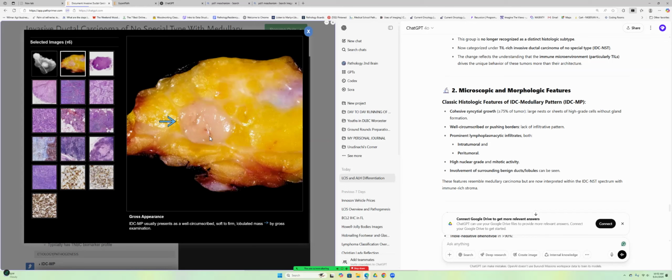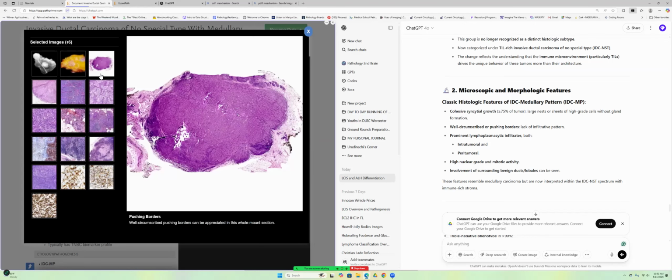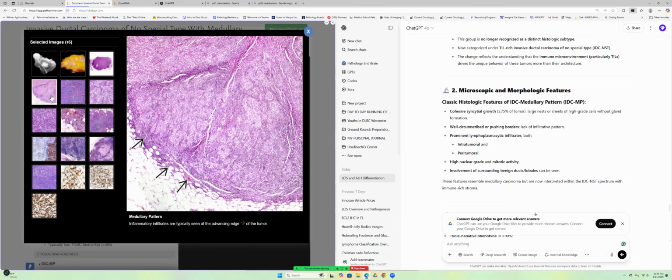Well circumscribed, lobulated mass. Whole mount section. Have you seen the whole mount before? Yes, sir. No, I mean whole mount for prostate. Do they do the whole mount for prostate in Nigeria? Not usually. It's a very huge slide, not like the usual slide, very big, that can contain the whole cut surface of a prostate gland.